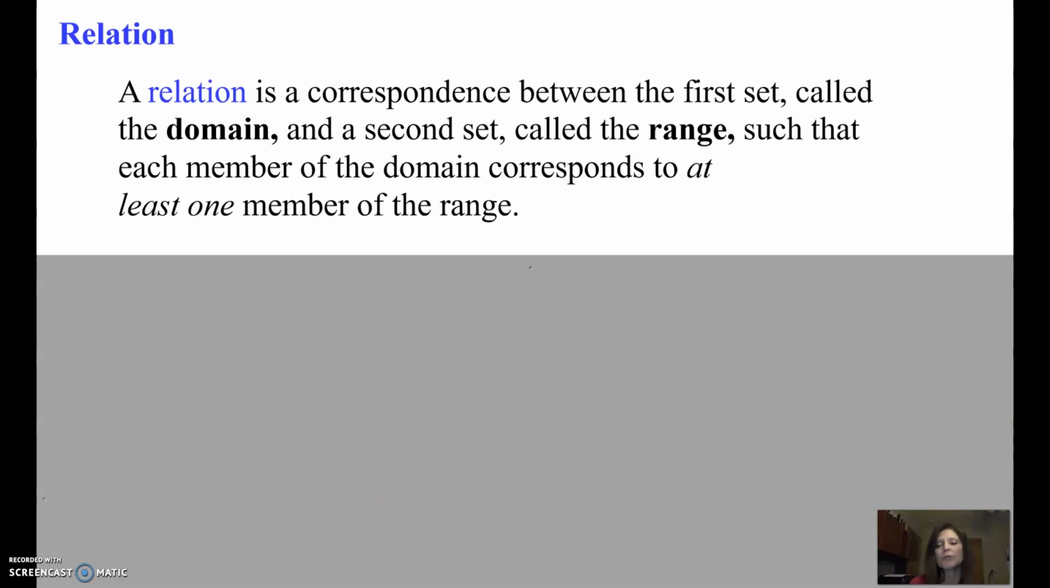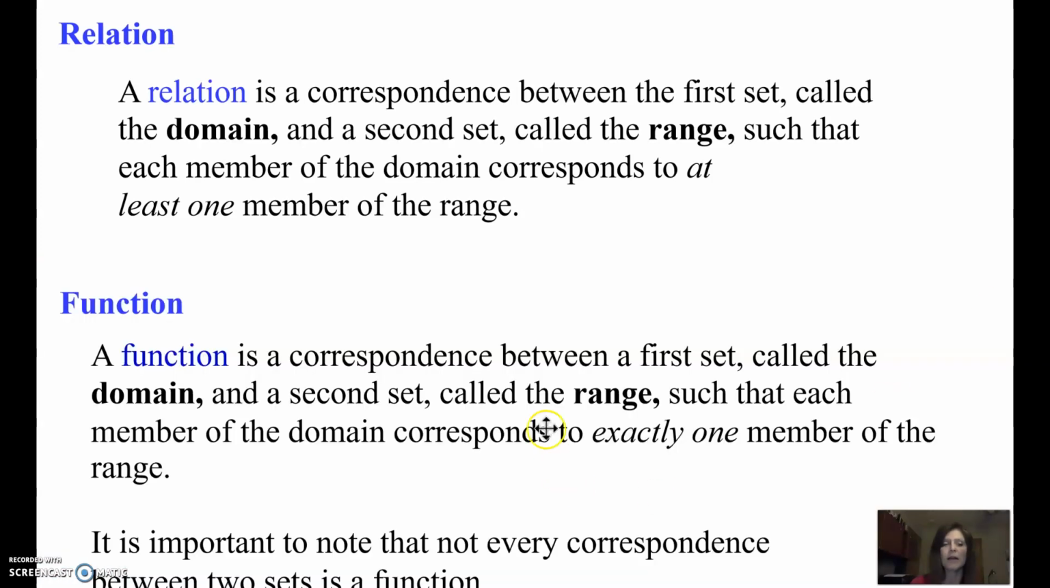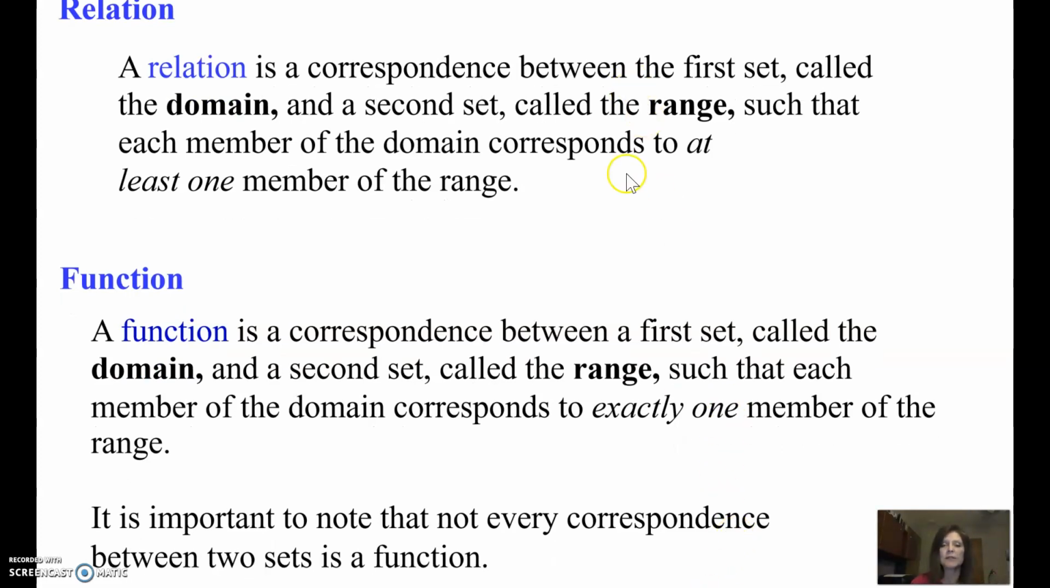If I want to talk about a function, I'm going to restrict that a little bit and say that we still have that relationship, we still have a relation, but in this case, every member of the domain corresponds to exactly one member of the range. So once I've used my x value and paired it up with a y, I can't reuse it. It's important: every single function is also a relation, but the opposite is not true.